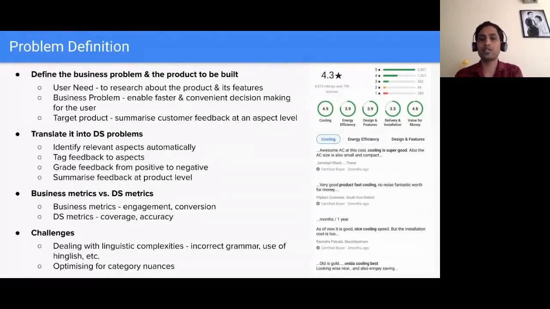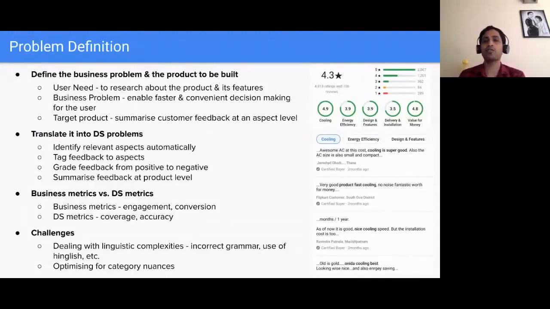But for a data scientist, those are not the metrics that you would build for. Let's say, when working on the third problem, how do I organize feedback into positive and negative, that is where a data science metric would be accuracy. If I manually look at a review and say that this is a positive review, it talks positively about cooling, then is the model also able to predict the positive rating around it?